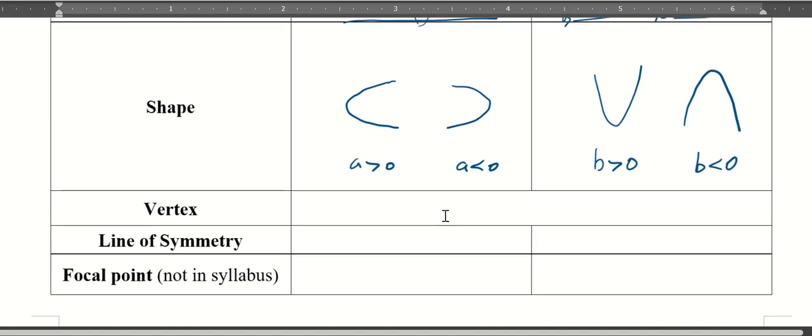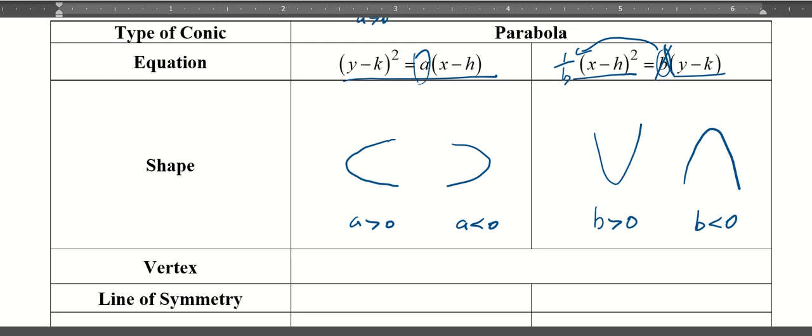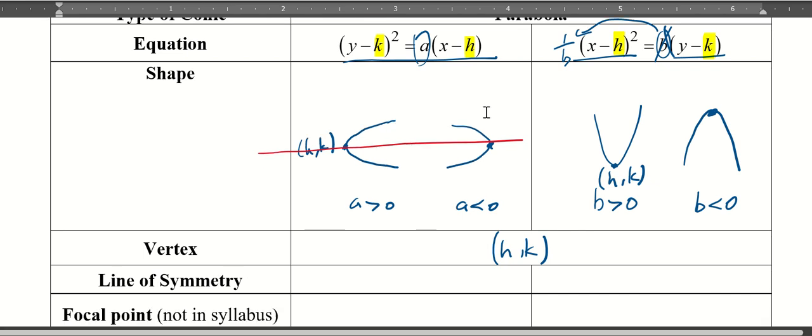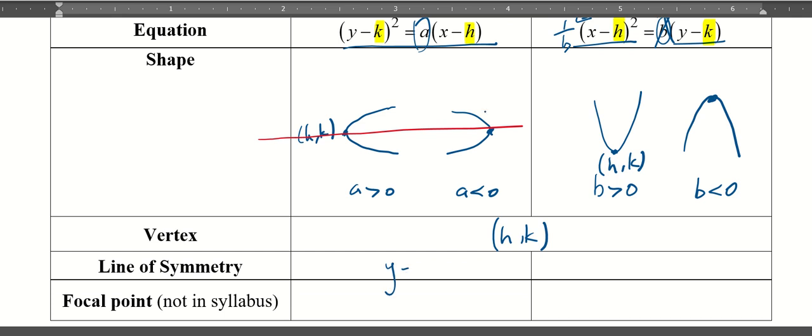Vertex-wise, it will be (h, k) in both cases, because h is the one that's tied to x and k to y. So (h, k) will be the vertex coordinates of all these four cases. I'll just write 2, but they're all (h, k). The line of symmetry, for the first type of parabola, will be y equals k.